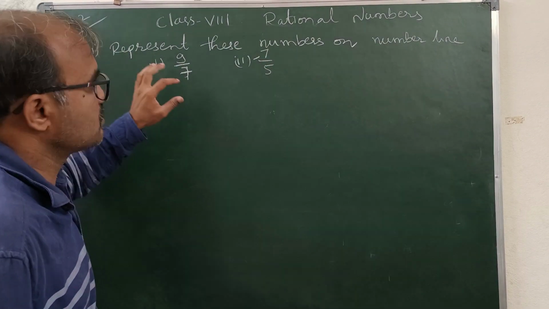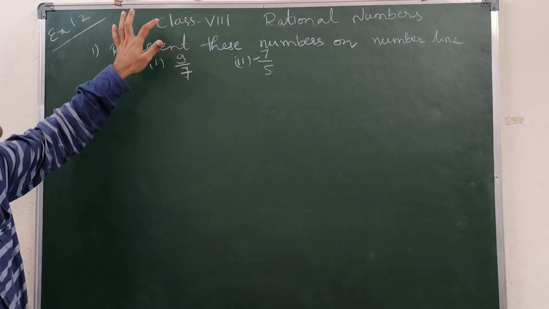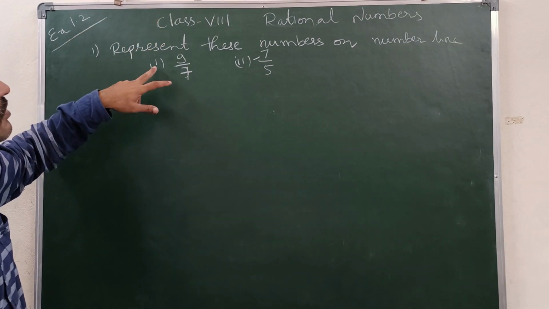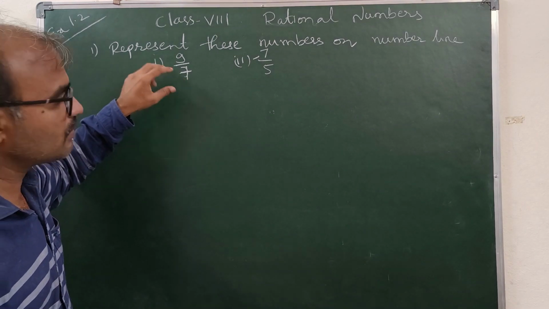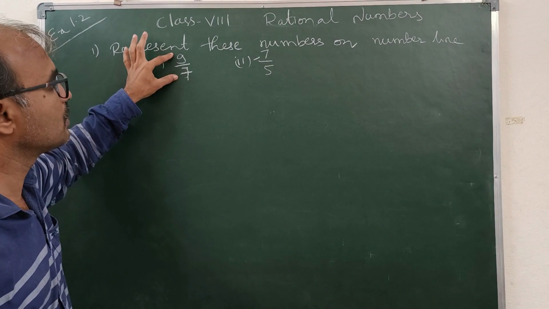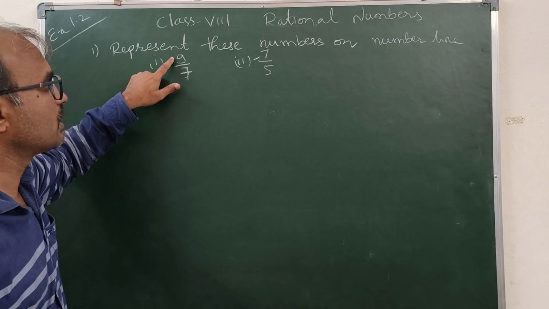Represent these numbers on a number line, Exercise 1.2, first problem, Telangana 8th class. The first number is 9 over 7, nine sevenths. After looking at this fraction, you should understand that one whole is made into 7 equal parts and 9 parts are taken.